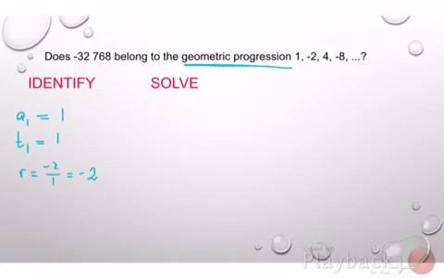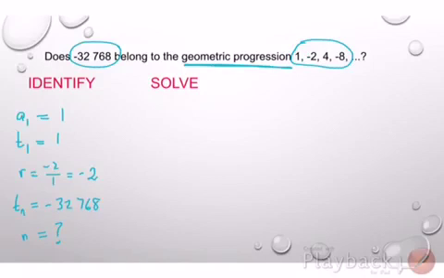Again, I was told it was a geometric progression, so I don't need to show that these have a common ratio. I know they have a common ratio, so it's okay to just take one term and divide it by the term in front of it. And I'm trying to work out what term number this is, if it is a term number. So if it is, Tn is equal to negative 32,768, and I'm trying to find which term number it is.